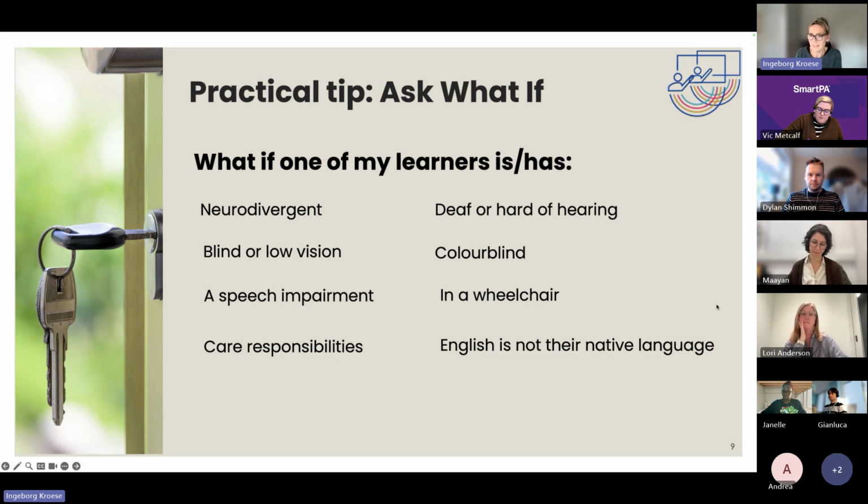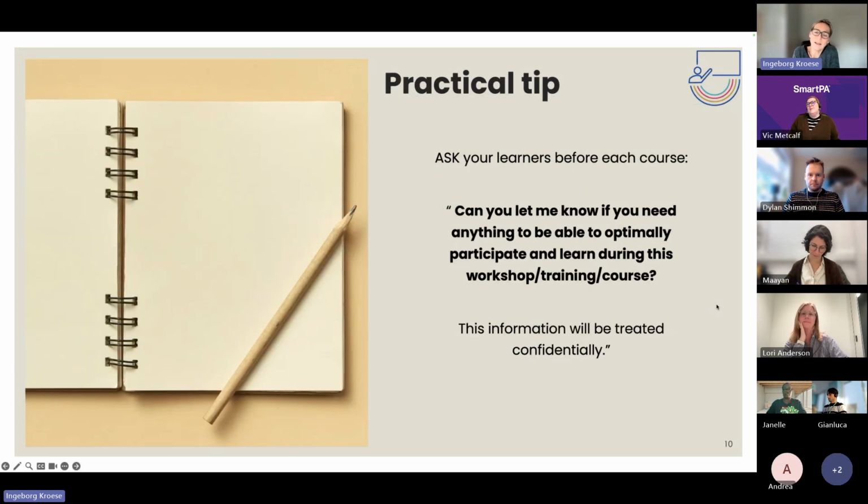Yeah. Having said that, this is a question I sometimes ask if I have a smaller group of learners. I know who's in my group. It's a program that I organize myself. And I give my learners the opportunity to share with me if they need anything to be able to optimally participate and learn during the workshop or training course. And this information will be treated confidentially. Now, in my experience, maybe you have learners who don't have any requests, but they still really like you asking the question.